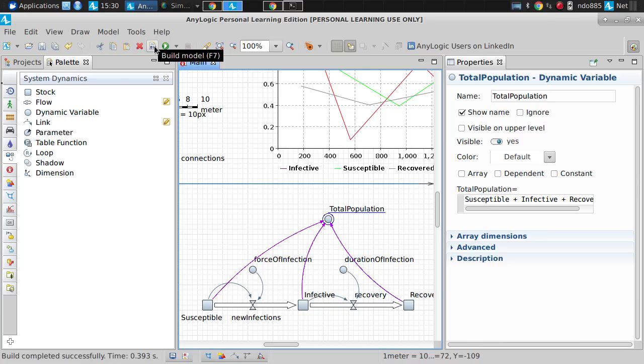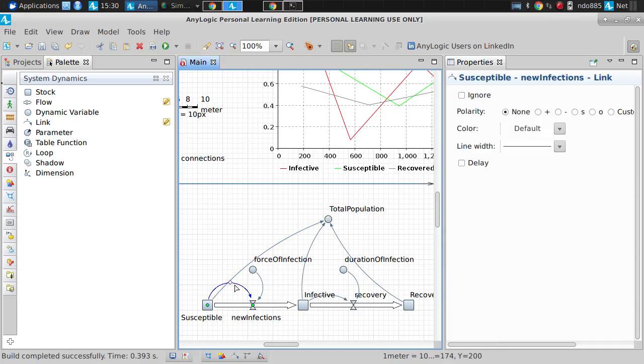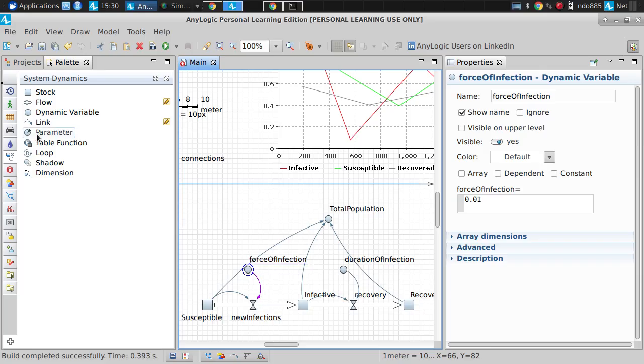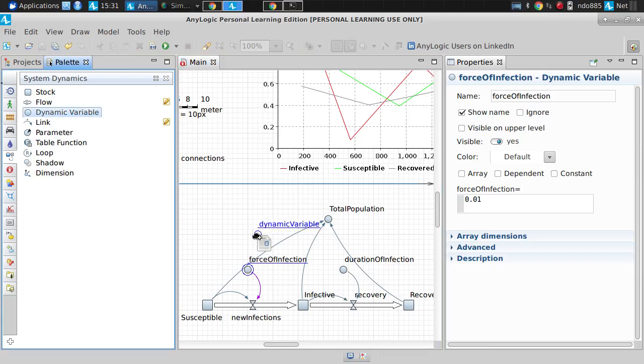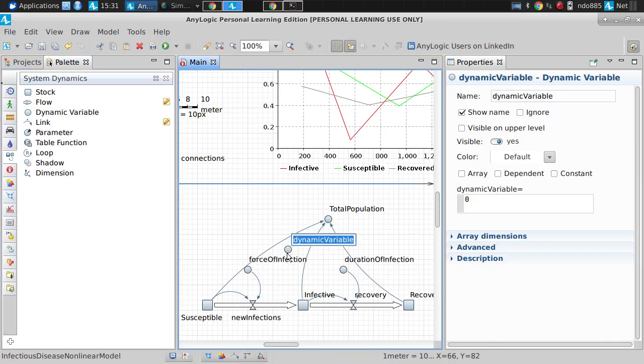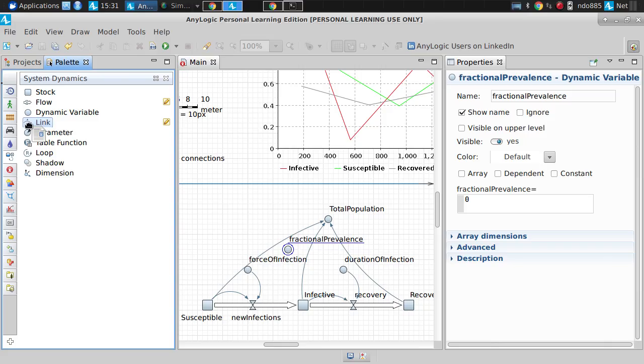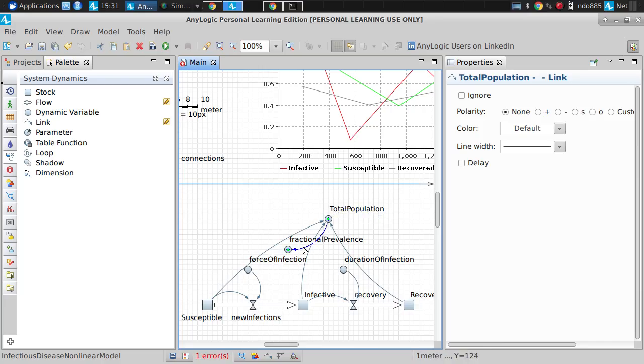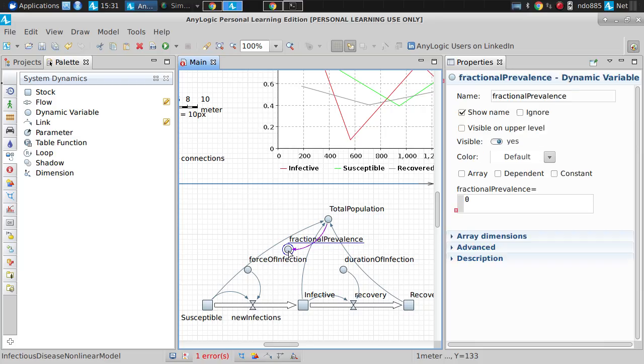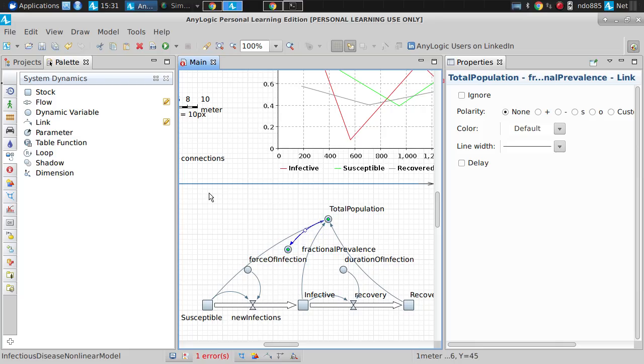Using reasoning that will be more fully explicated during our next session, which we don't have time to fully discuss today, I'm going to drag down another dynamic variable, and it's called fractional prevalence. That means what fraction of the population is infective. On what will this depend? It would depend partly on total population. And if we're considering prevalence of infection in the population, on what else will it depend? What else besides total population? Infective indeed. So I'm going to drag this down here.